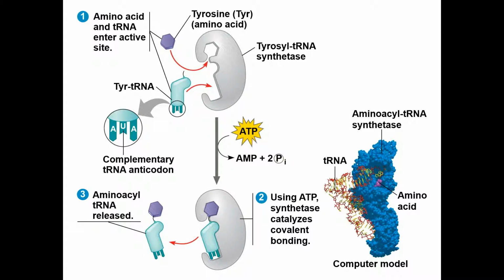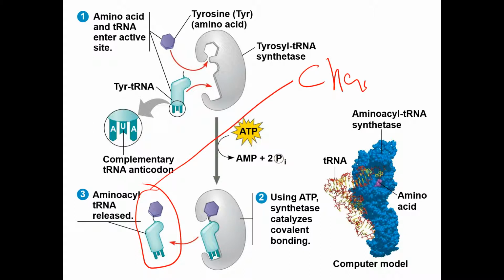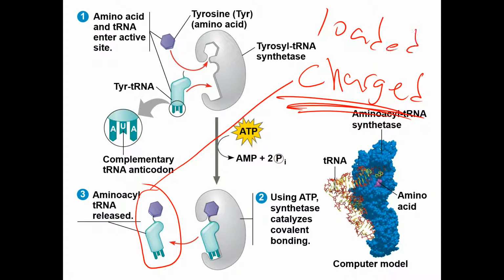Once this is done, your tRNA molecule with its respective amino acid is released. At this point in time, this tRNA molecule is referred to as being charged, or loaded. Basically, it's ready to do the task it's supposed to. It has an amino acid attached to it. It's a charged tRNA molecule.